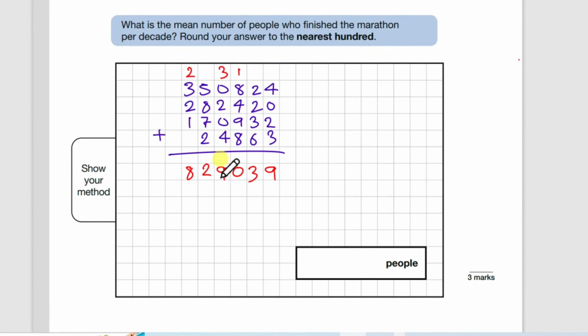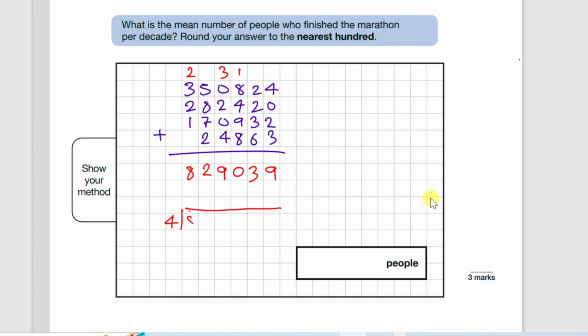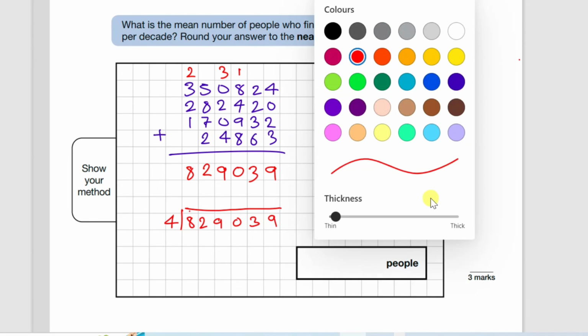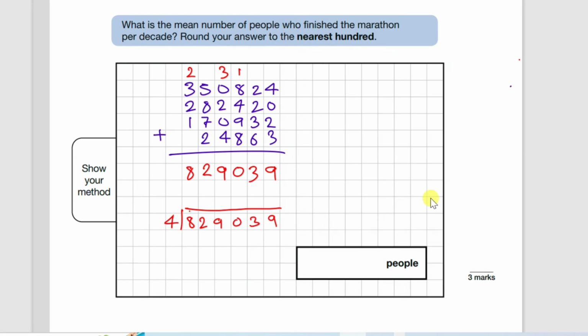We're trying to find the mean. So now we want to divide all of this by 4. So that's going to be a massive bus-stop method. So put 829,039. Just change color pen again to purple.